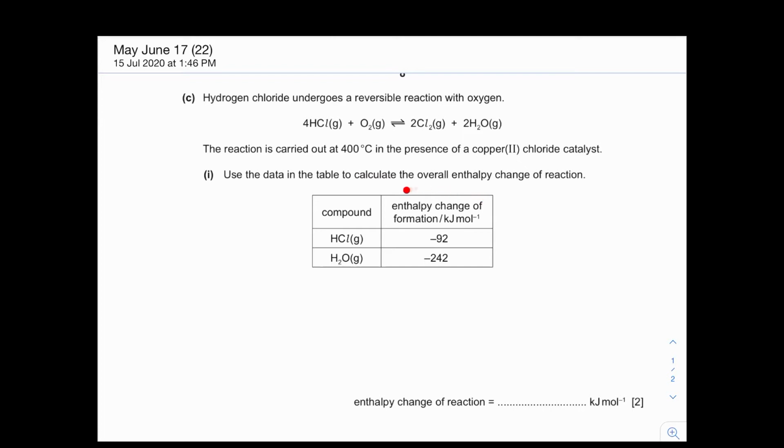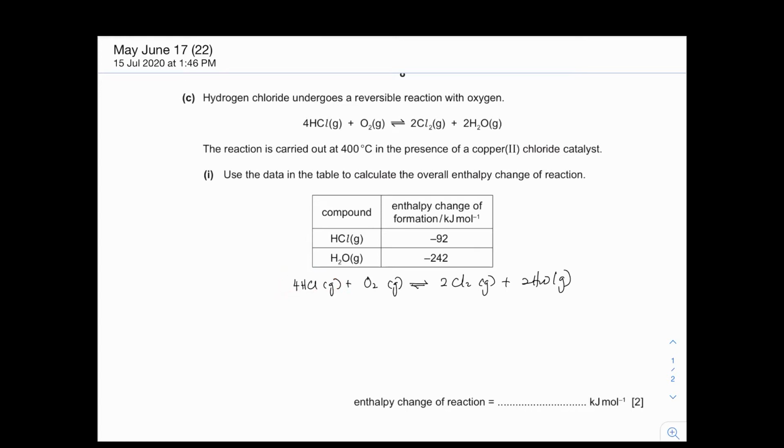As you can see, the enthalpy change of formation of each compound is given here. So to deal with this kind of question, first of all, we'll have to rewrite the equation again. Alright, so judging from the information given, the enthalpy change of formation of HCl is negative 92, so we need to look for the HCl in a cycle.